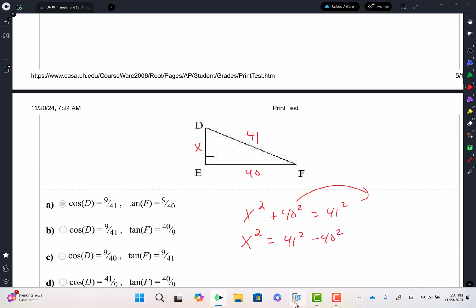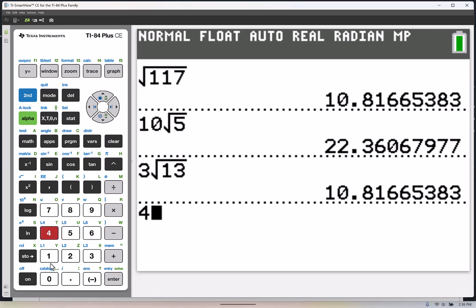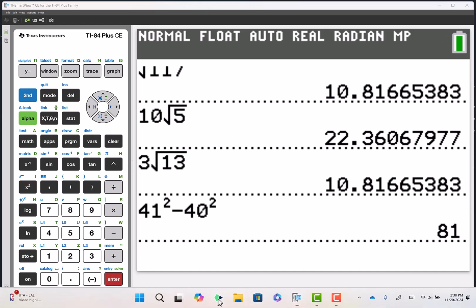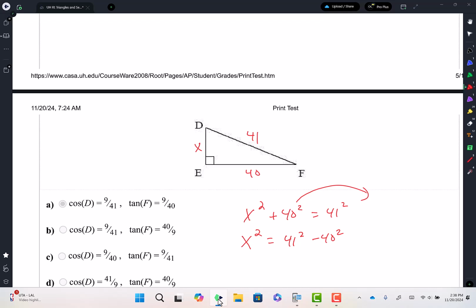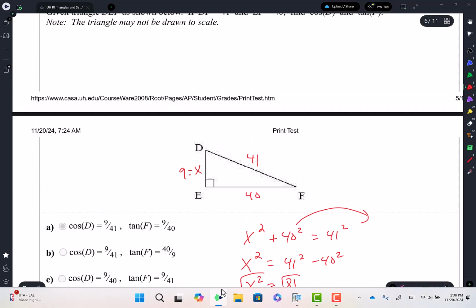I take my calculator and go 41 squared minus 40 squared. See what that is, and bam, 81. It's going to be a perfect number then. Yep, X squared equals 81. When you take the square root, X equals 9. So this guy is 9. Let's get it here first. Let's see, what did they want?